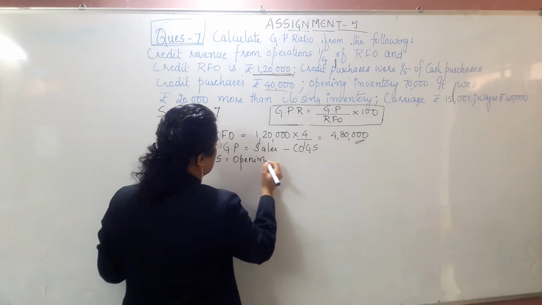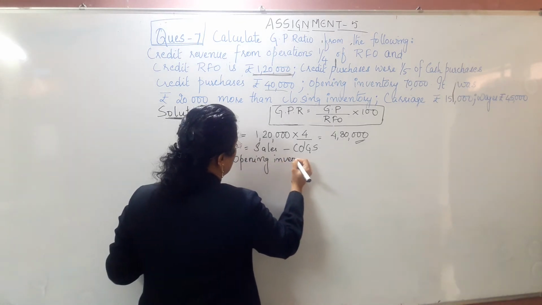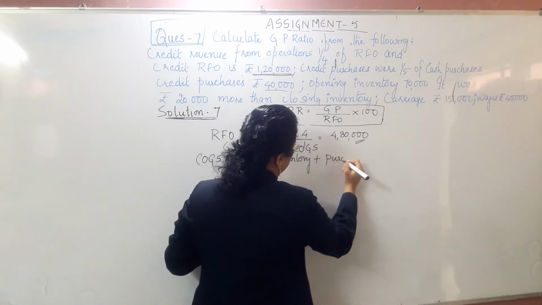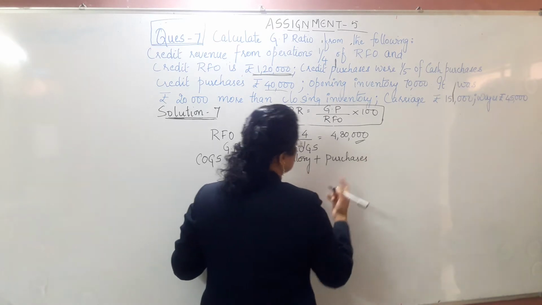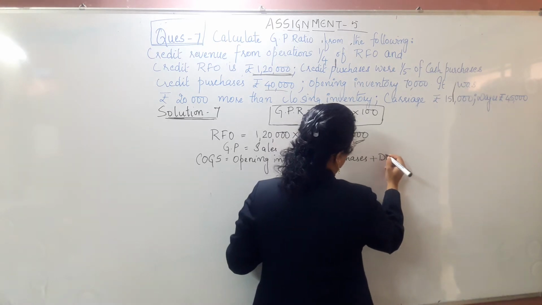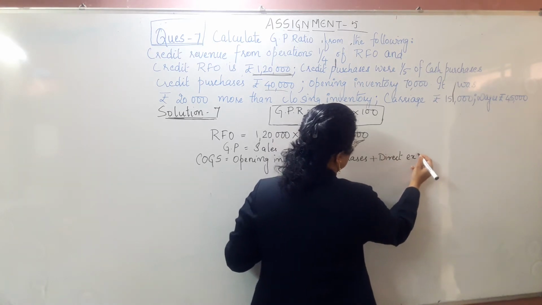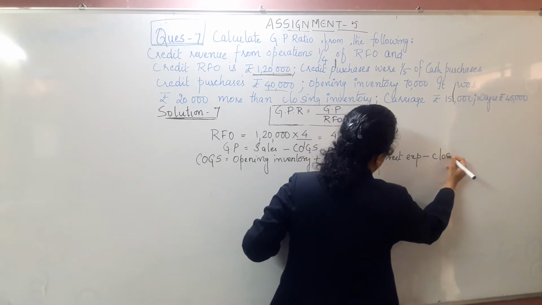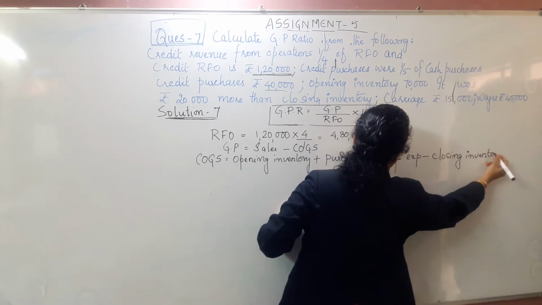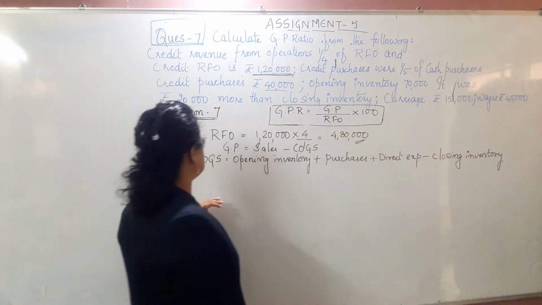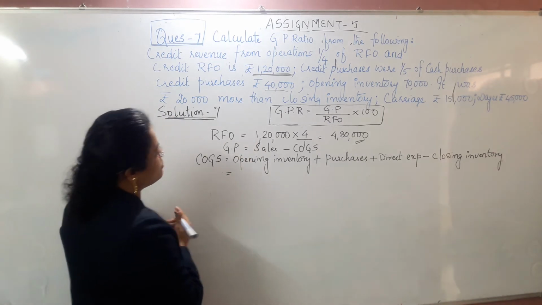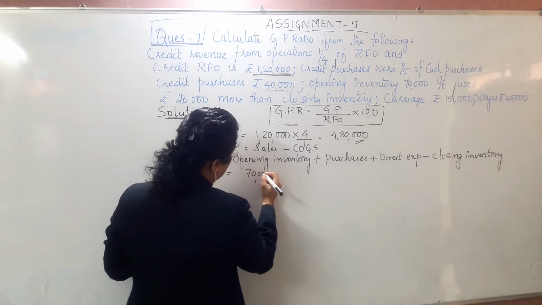Cost of goods sold is equal to, what can we write down? Opening inventory, okay children. Opening inventory plus purchases. This is the net purchases or total purchases. And then after that, next is plus direct expenses minus closing inventory. Minus closing inventory. Now, as per this requirement, opening inventory is given to us in the question, and it is 70,000.